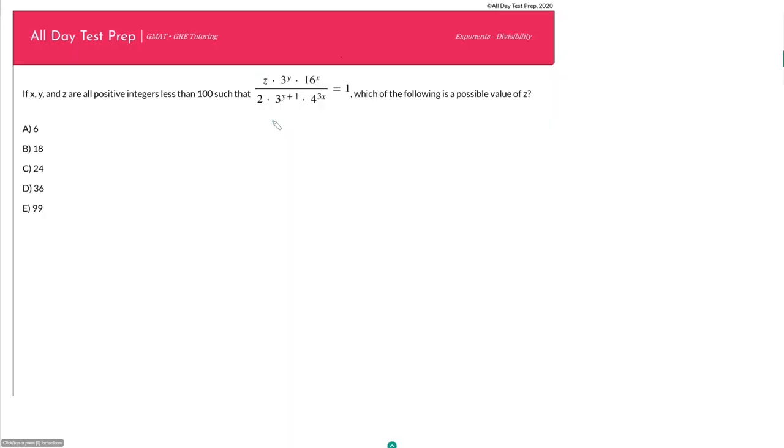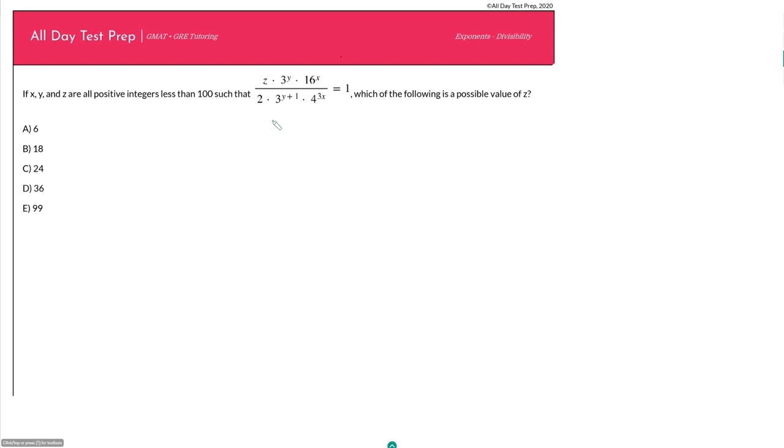GMAT all day. I believe that divisibility is the single most valuable concept to know for the GMAT. That is because it is the common thread that unites all of the different quant concepts on the GMAT, and divisibility is very intertwined with exponents.